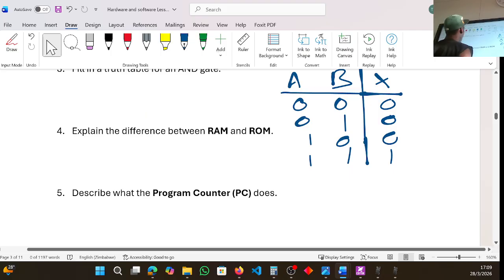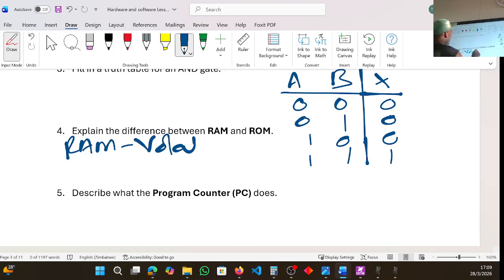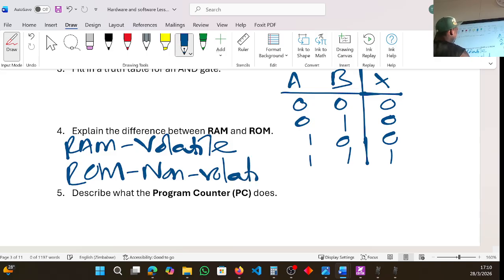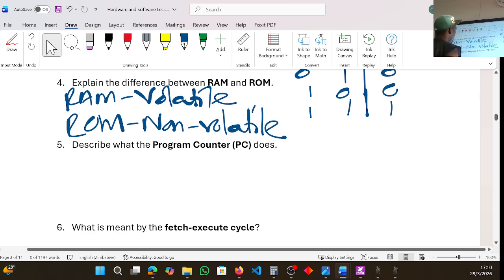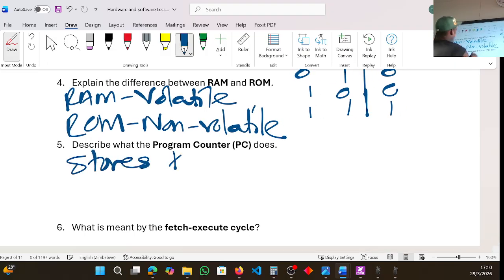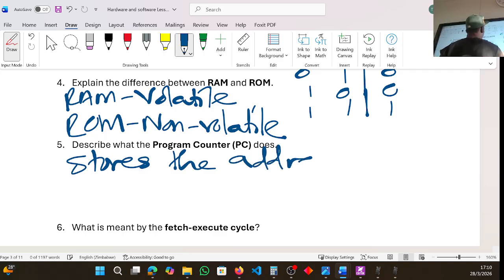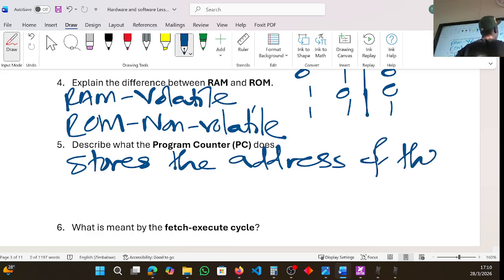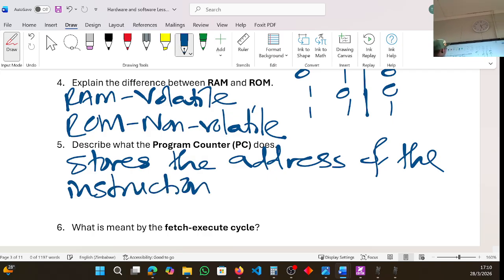Explain the difference between RAM and ROM. So the major difference, RAM is volatile. In other words, we lose the contents when power goes off. And with ROM, we can simply say this is non-volatile. Right. Describe what the program counter does. I mean, this one stores the address of the next instruction to be executed.